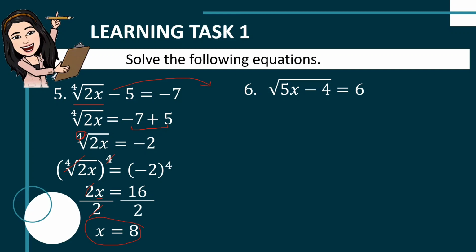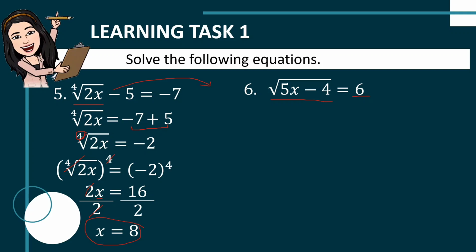So, here, square root of 5x minus 4, isang term lang yan. Kasi nasa loob parehas, yung 5x minus 4 sa loob, lahat sila ng radical expression. So, that is equal to 6. So, may dalawa lang tayong terms. So, isolated na parehas. Ano?